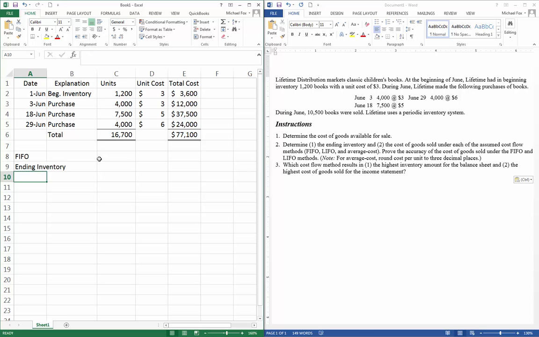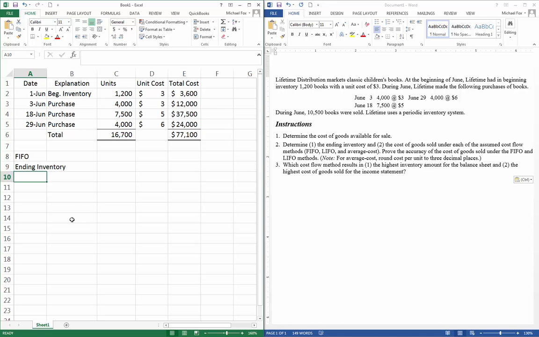In essence, we're just going to assume that whatever's left in ending inventory are the last units purchased, because we're assuming that the first units purchased are the first units sold. Let's see, 16,700 units were available. We sold 10,500, so there should be 6,200 units left in inventory at the end of the month. So the question is, which units are they?